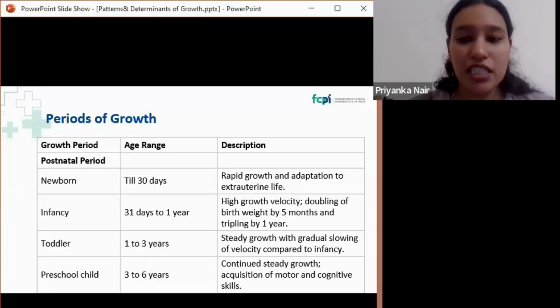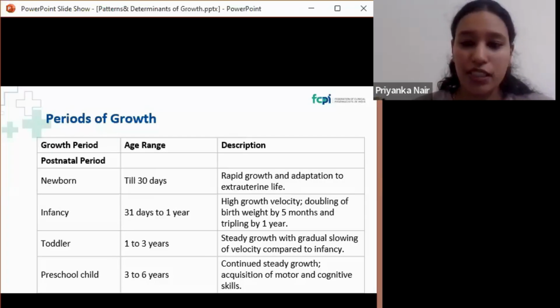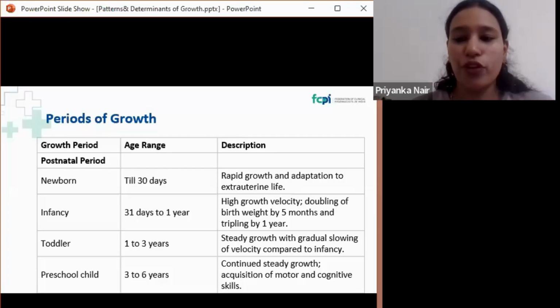Then, from the 31st day to 1 year, the child is called an infant. There is high growth velocity, doubling of birth weight takes place by 5 months, and tripling takes place by 1 year. Then, from 1 year to 3 years, the child is called a toddler. There is a steady growth with gradual slowing of velocity compared to infancy. Then comes the preschool child, which is the age of 3 to 6 years, where we have continuous steady growth, acquisition of motor and cognitive skills.